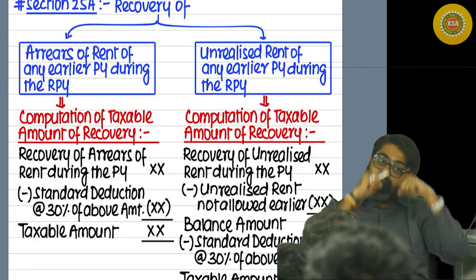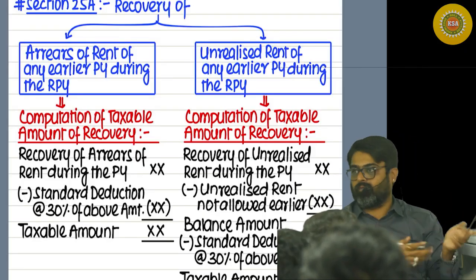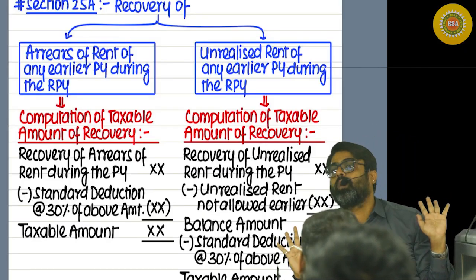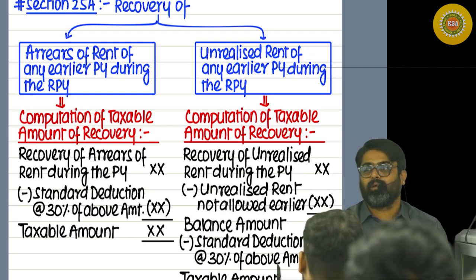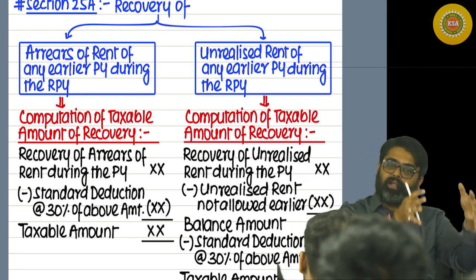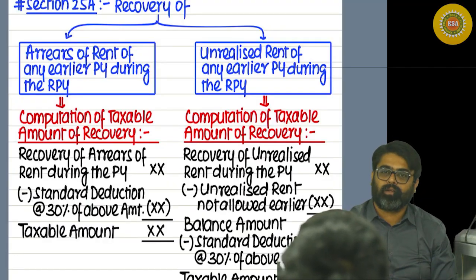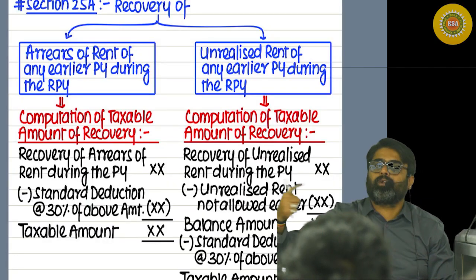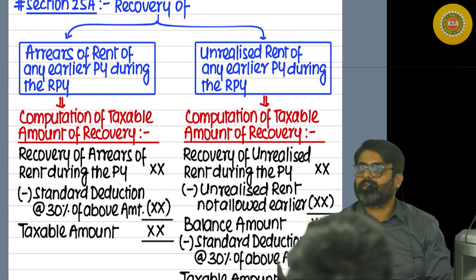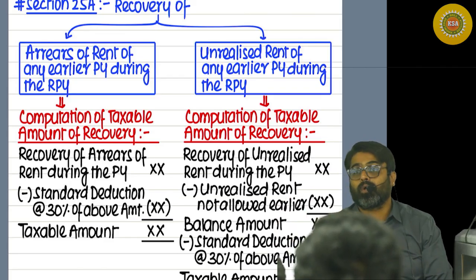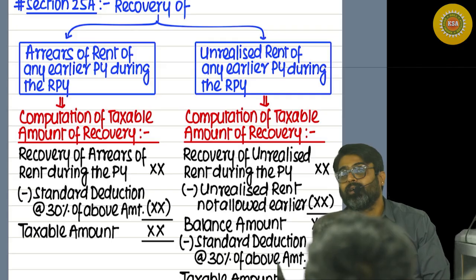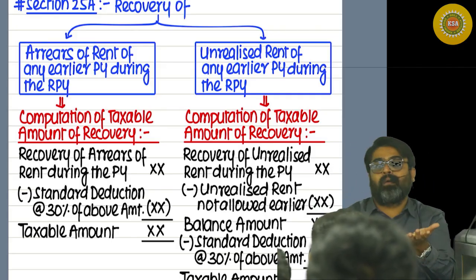Later on, if you recover that unrealized rent, on that you will have to pay tax. But the opposite is also possible. You have shown unrealized rent as a part of your calculation. You wanted to claim it as a deduction, but you could not satisfy all the conditions of rule 4. So it was not allowed as a deduction. It remained as an income.